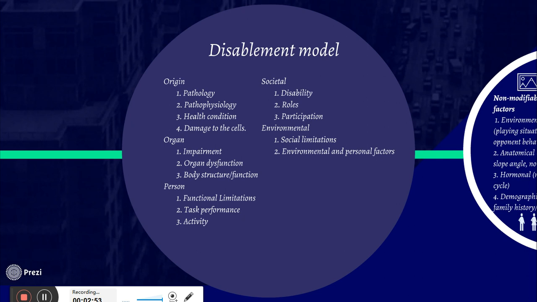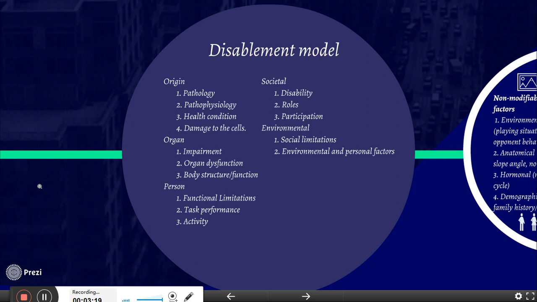what's the impairment, what's the dysfunction, and then from there we go on to the person level, which is looking at functional limitations, task performances, for instance, range of motion, being able to walk, being able to move, do things, be able to interact with one's environment. That's a very important part of life.